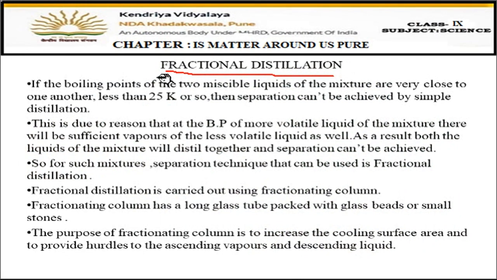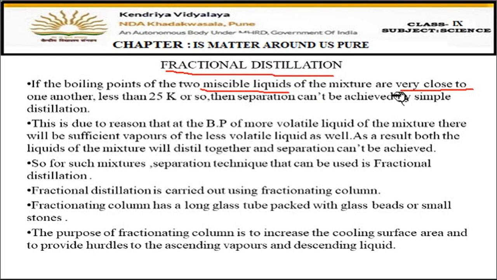Okay, the rest of the complete setup is the same except one fractionating column is added here. So here also two miscible liquids can be separated, but what is the advantage here? If the boiling points of the two miscible liquids in the mixture are very close, we cannot separate them by simple distillation, but we can separate them using the fractional distillation method.